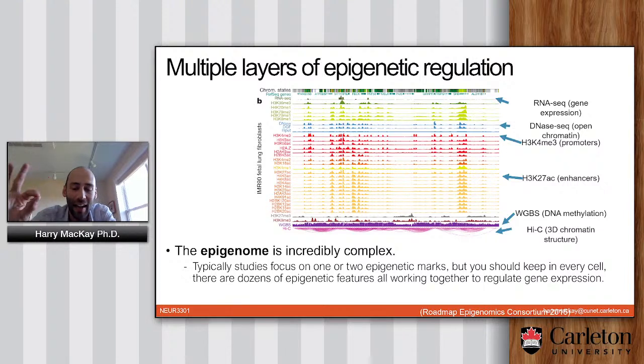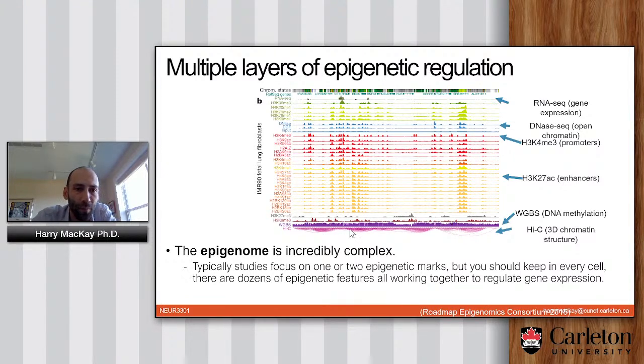To that end, I want to show you what a genome browser view would look like when you add all of the information we know about all on top of it, all together. This actually came from the Roadmap Epigenomics Consortium. This was a paper done in 2015, a consortium project that was trying to catalog all of the types of epigenetic information.